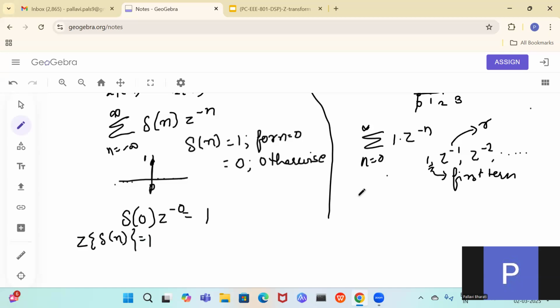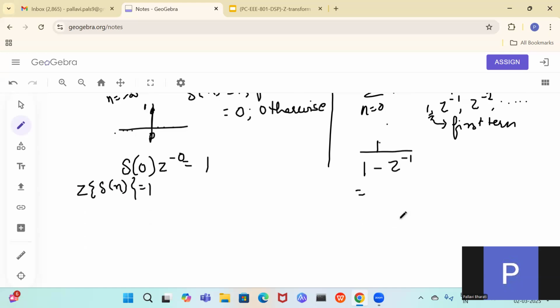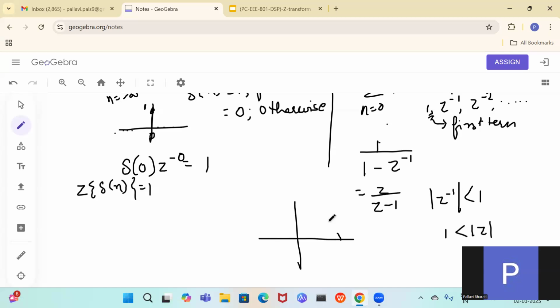So the summation of an infinite geometric series is given by a by 1 minus r. We have already discussed this in several numericals which we did. So now the answer is going to be a by 1 minus r. a is 1, so 1 by 1 minus z to the power minus 1. If you write it in a very clean way, then 1 by 1 minus 1 by z, that will give you z by z minus 1. So z to the power minus 1 is less than 1. What does that give? 1 by z is less than 1. That will give you mod z greater than 1. So the ROC is going to be mod z greater than 1.